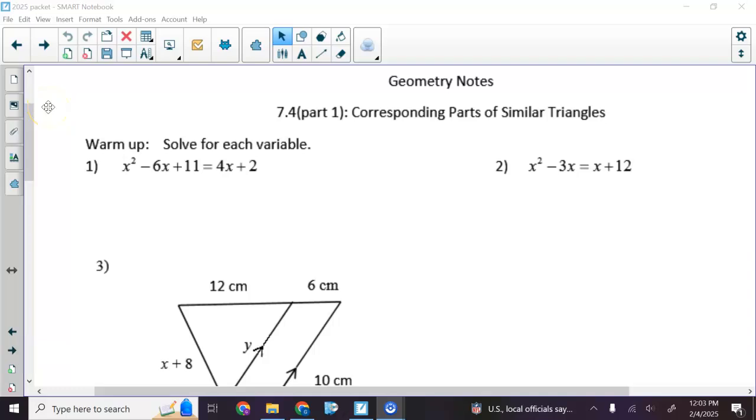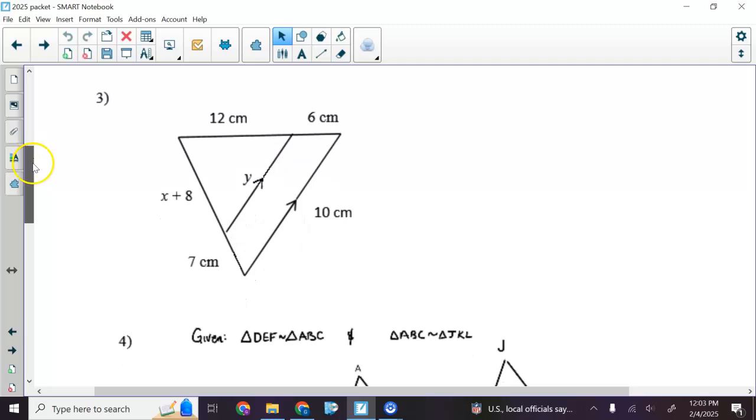Geometry Notes 7.4 Part 1. Go ahead and work on the first two problems. We are trying to solve for x, so what we need to do is get them equal to 0 and factor. And then go ahead and work on 3 and 4.